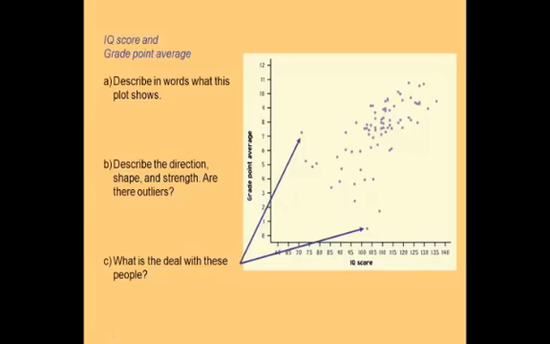So this is for you to tell me what's happening. The x-axis is IQ score and the y-axis is GPA. And the question says, what is the deal with these people? I have no idea what the deal is. What is the deal with these people? So this person has a relatively medium IQ but a very low GPA. A low GPA in this case is 0.5. I don't know how you do that. And the other person has a low IQ but a high GPA. Can you explain that?